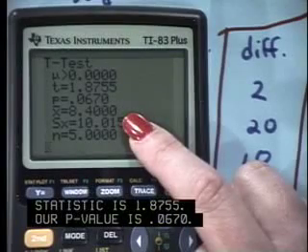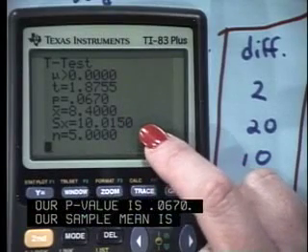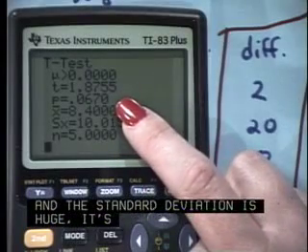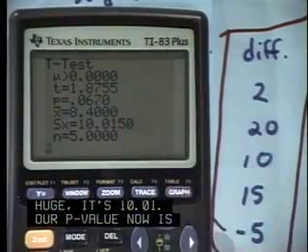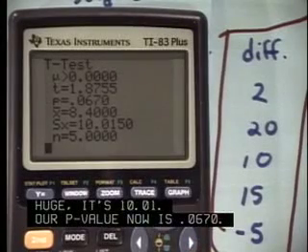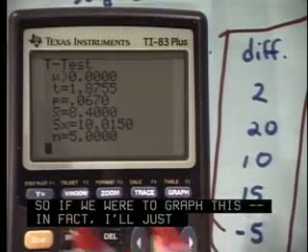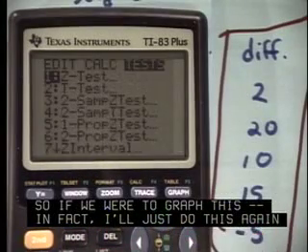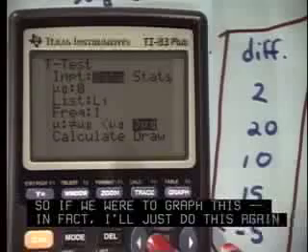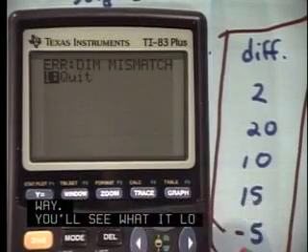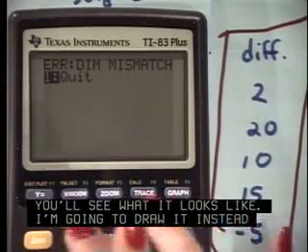Our sample mean is 8.4, and the standard deviation is huge. It's 10.01. Our p-value now is 0.0670. So if we were to graph this, in fact, I'll just do this again. And now I'm going to go down all the way, and you'll see what it looks like. And I'm going to draw it instead of calculating. Let's see why.